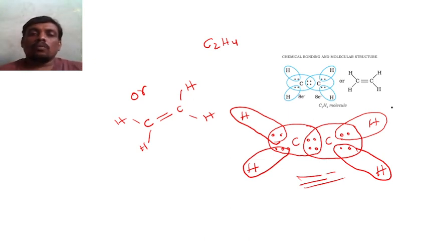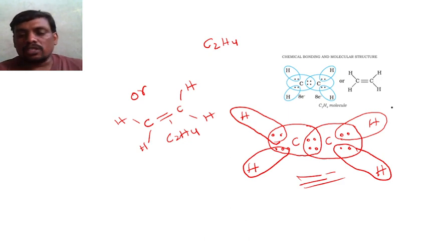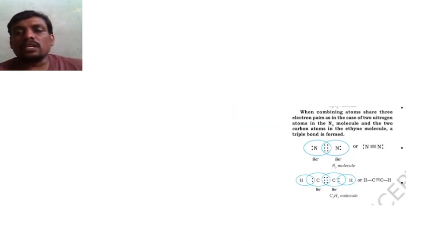So double bond formation occurs. This kind of structure is chemically represented as C2H4. Finally, when combining atoms share 3 electron pairs, as in the case of 2 nitrogen atoms in the nitrogen molecule, or the 2 carbon atoms in the ethyne molecule, a triple bond is going to be formed.